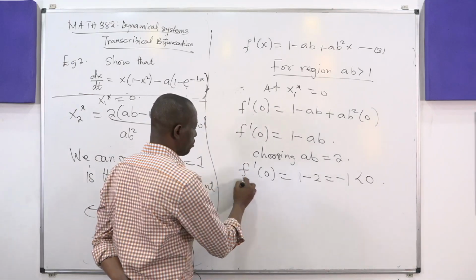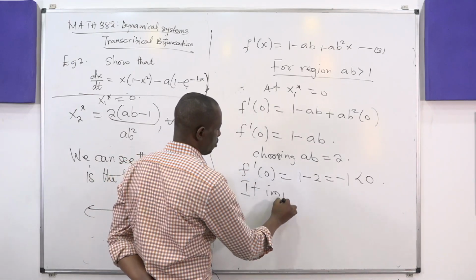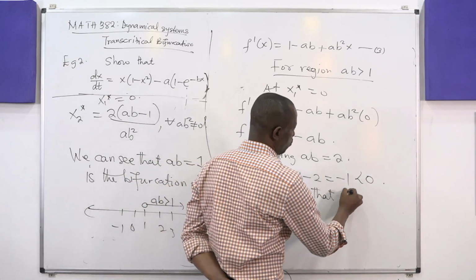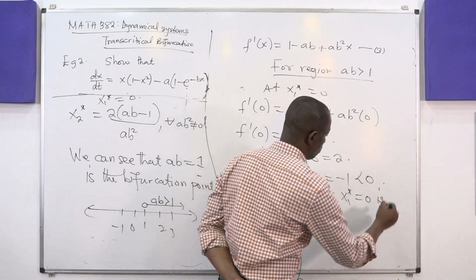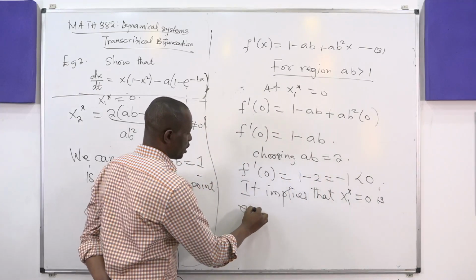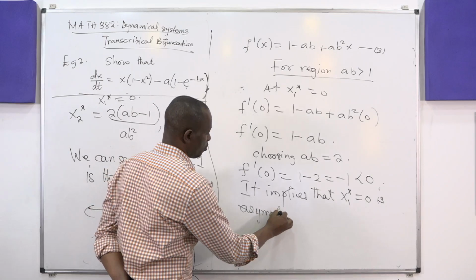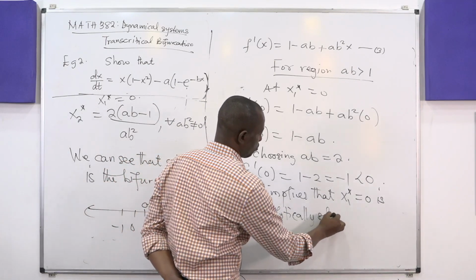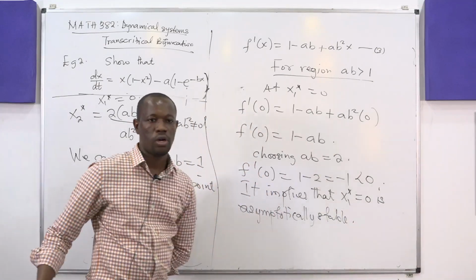So it implies that x1 star equal to 0 is asymptotically stable in this region. Then we go to the other one.